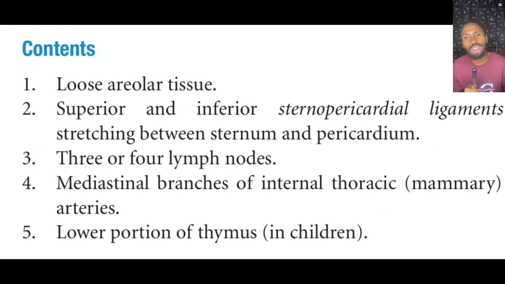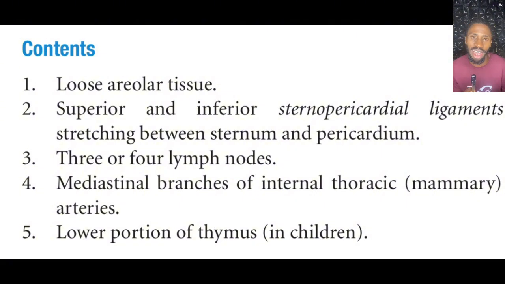Don't forget. What is the content of the anterior mediastinum? The anterior mediastinum contains the loose areolar tissue. Second is the superior and inferior sternopericardial ligament, which stretches between the sternum and the pericardium of the heart. Now you also have 3 to 4 lymph nodes. You also have the mediastinal branch of the internal thoracic artery. Don't forget, we discussed in the breast the internal thoracic artery, which is also called the mammary artery.